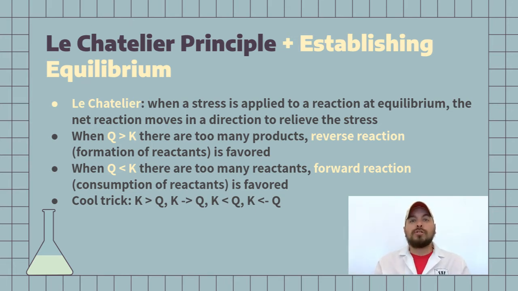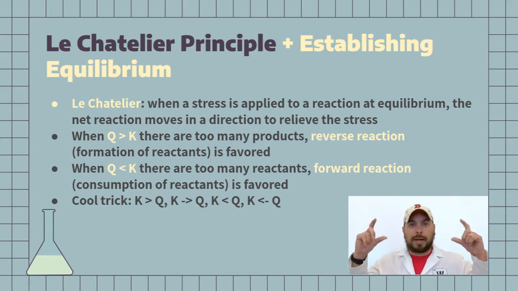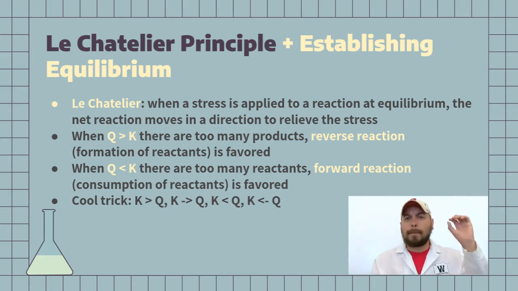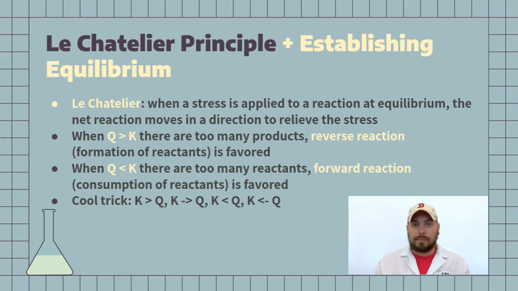When Q is greater than K, we think back to our products over reactants. When Q is greater than K, then we would have more products compared to at equilibrium. As a result, the reverse reaction goes faster than the forward, and as a result, the entire reaction shifts to the left, towards our reactants.